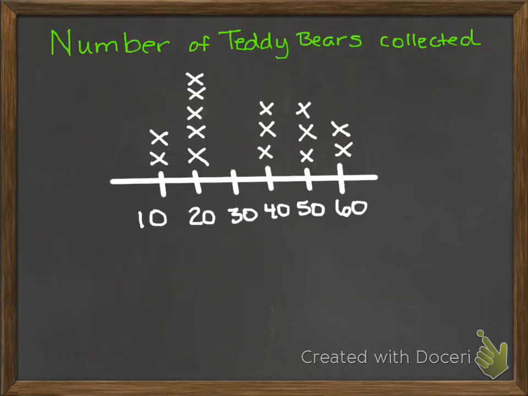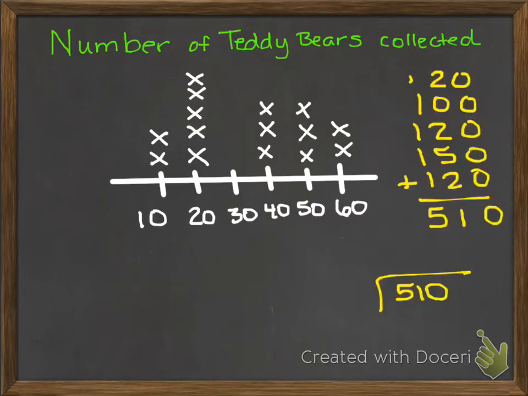Here you have a line plot showing the number of teddy bears collected by the student council, and the first question that you want to be sure that you're able to answer is, what's the mean of the data? So you need to know how to calculate the mean of the data, so I'm going to do that briefly. All right, so off to the side, you can see where I have listed the data pieces, each one of the numbers, so that I can add them easily.